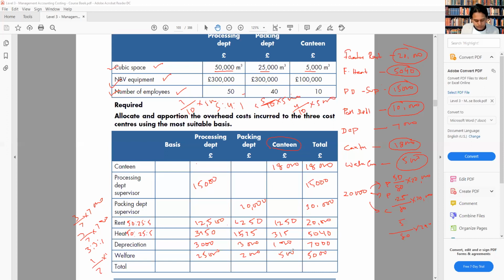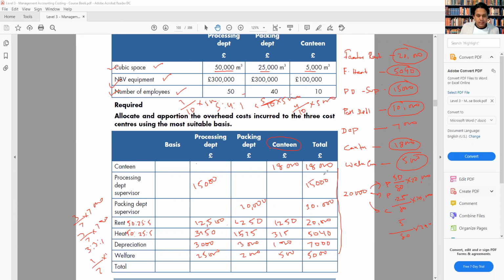Okay, so that's it. And after that, we need to make the total of the total, all of this. We have to make the total of canteen, the total of packing, the total of processing. Can we make the total? And also, if someone has any question from here, please let me know. I can try to explain more.